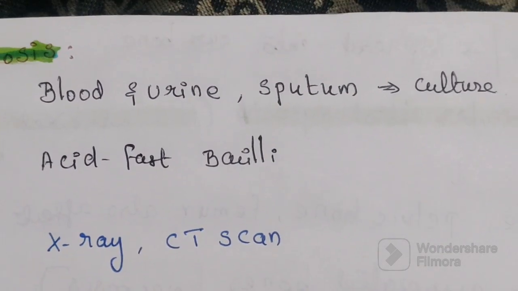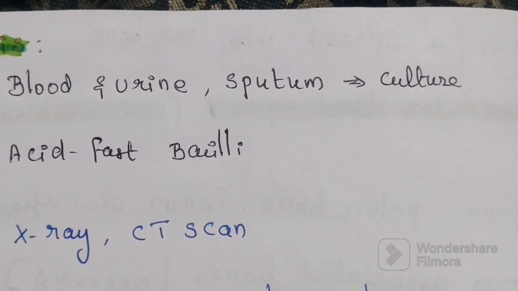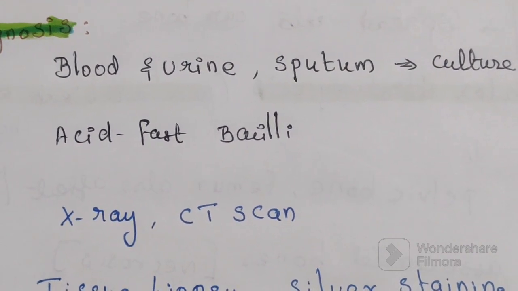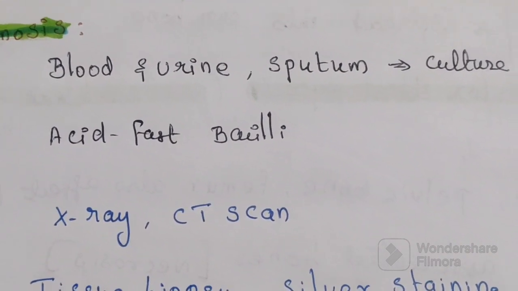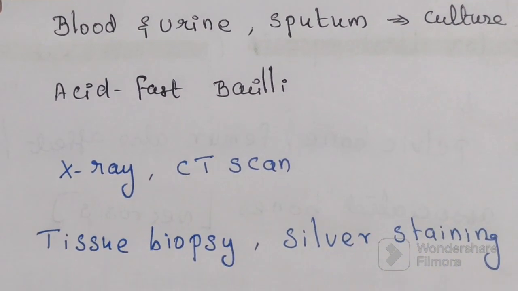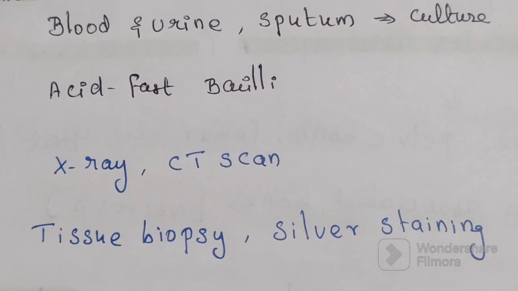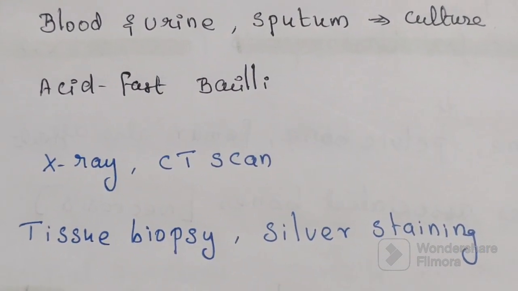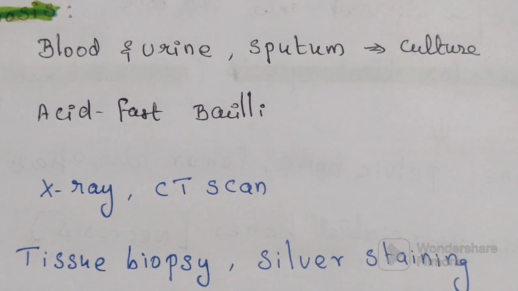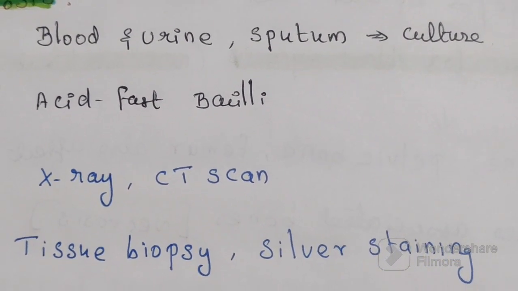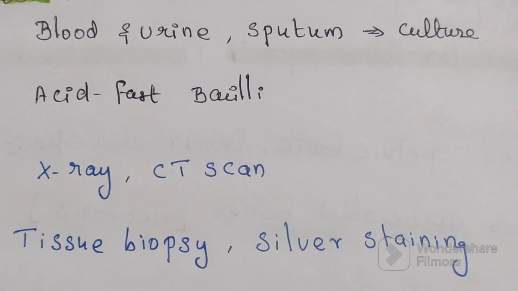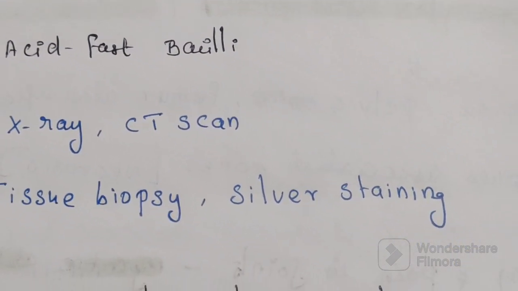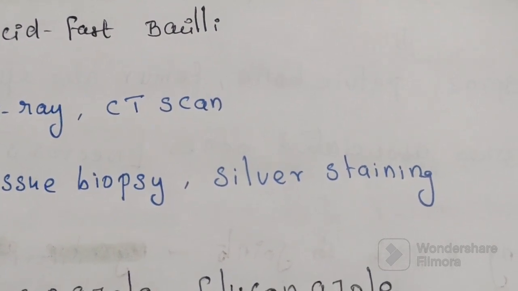For diagnosis, we collect blood, urine and sputum samples, then we do culturing. Then we can look for acid-fast bacilli. For identification of blastomycosis we can use X-ray, CT scan, tissue biopsy and silver staining. So what are the samples? Blood, urine, sputum. Then what are the identification techniques? X-ray, CT scan, tissue biopsy and silver staining.